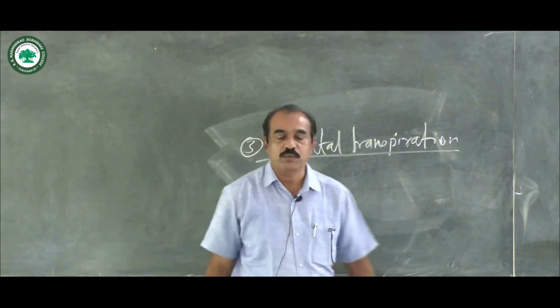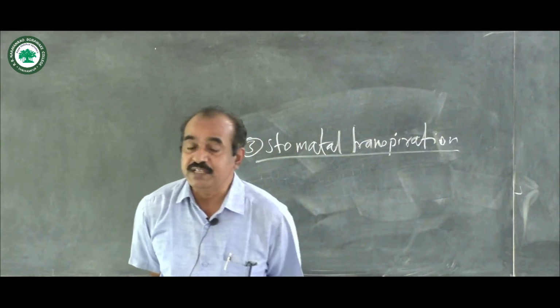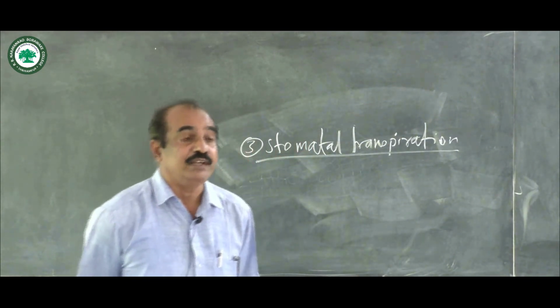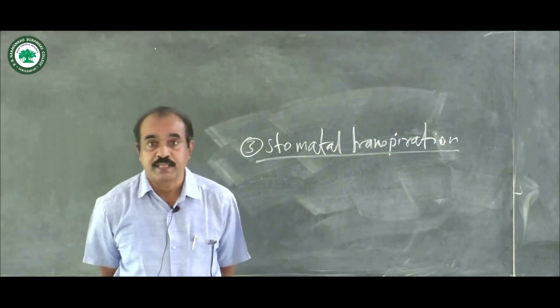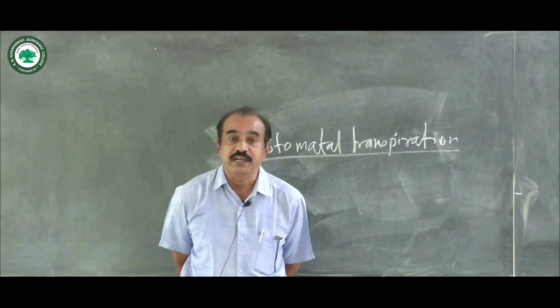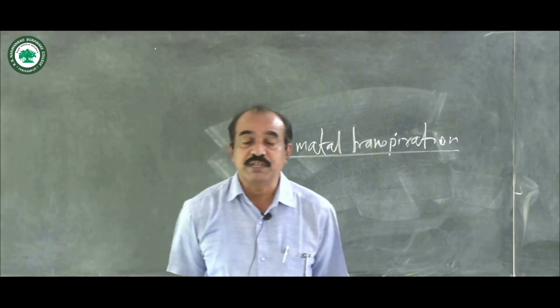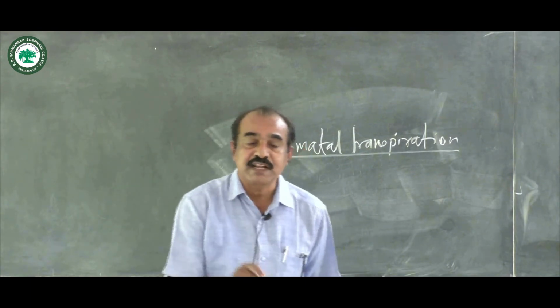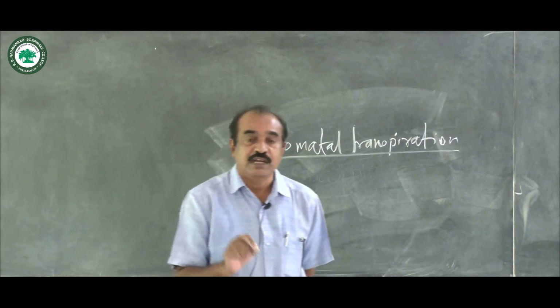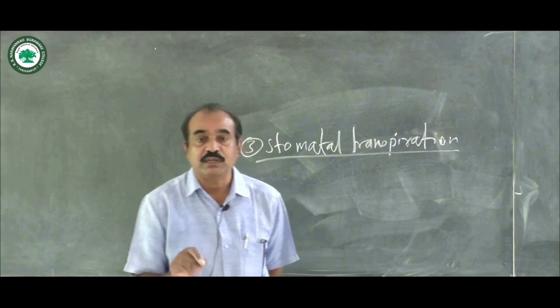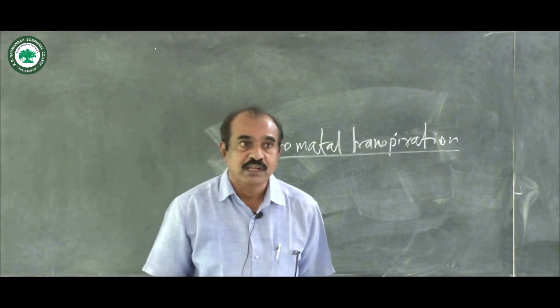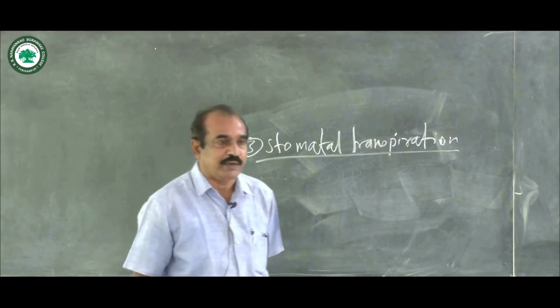The water loss in the form of water vapor, when it takes place through the stomata, is called stomatal transpiration. Nearly 80 to 90% of the water loss takes place through the stomata. That means the main transpiring organ is the stomata. Now there is a specific distribution of the stomata.